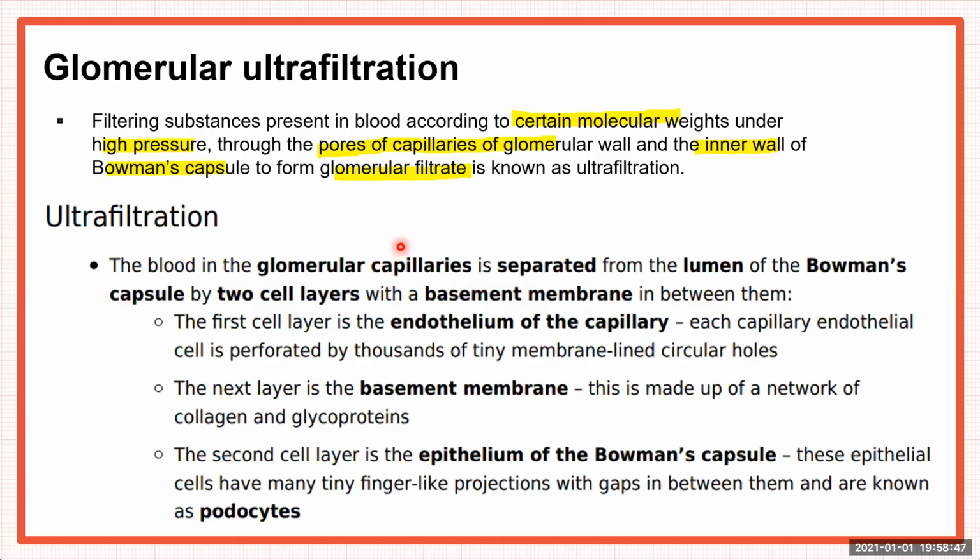So glomerular ultrafiltration is a process by which different substances present in the blood are filtered according to differences in their molecular weights under very high pressure. And these are filtered through pores in the capillaries of the glomerular wall, as well as through the pores in the inner wall of the Bowman's capsule, right? And this forms a glomerular filtrate. So this whole process is known as glomerular ultrafiltration.